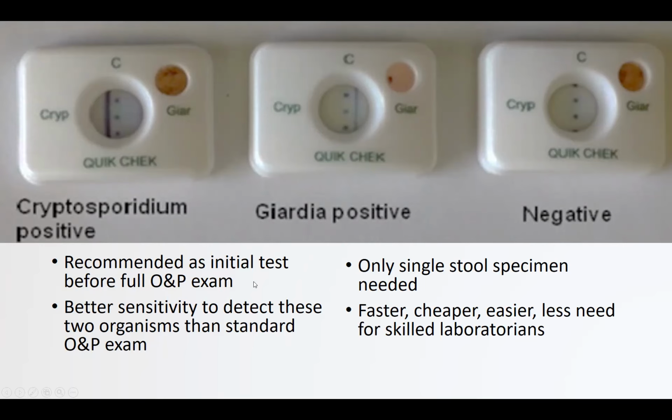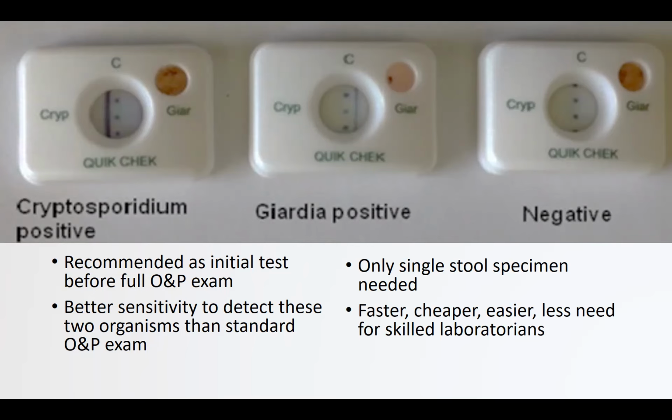In the United States, as long as you have somebody who really has not traveled outside of the United States, this is really recommended as the first test. Do this first. You'll have higher sensitivity to detect Crypto or Giardia than you would have on a microscopic exam. So do this first. If this comes back negative and you really think that this patient has a parasitic infection, then we can follow that up with an O&P exam. That's something else that we do recommend here, but not many of our physicians follow.